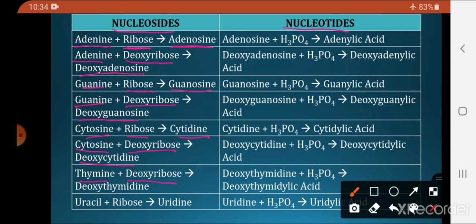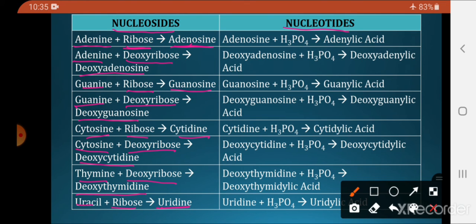Thymine is present in what? Only in DNA. So its binding will of course be with what? With deoxyribose. It will never bind with the ribose sugar. So the structure formed is called deoxythymidine. Same way uracil binds only with the ribose. It won't bind with the deoxyribose. So uracil with ribose is called uridine. So these are all the nucleosides.